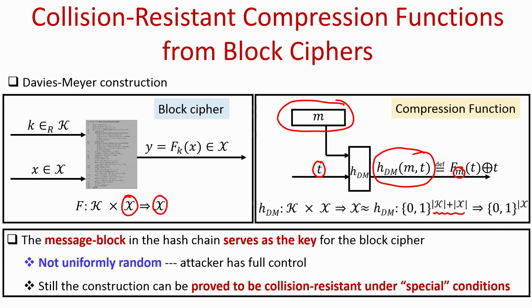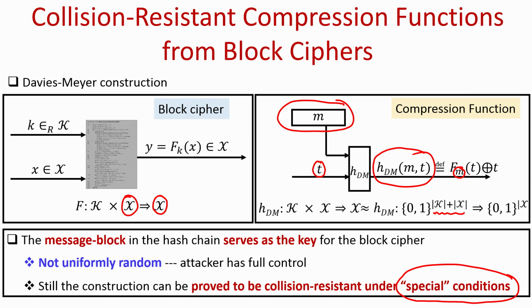However, even though the adversary has full control over the key which is used in the underlying instantiation of the block cipher in this Davis-Meyer compression function, it can be proved that the overall construction of this Davis-Meyer compression function is indeed collision resistant under special conditions. That means there is nothing to worry about here.